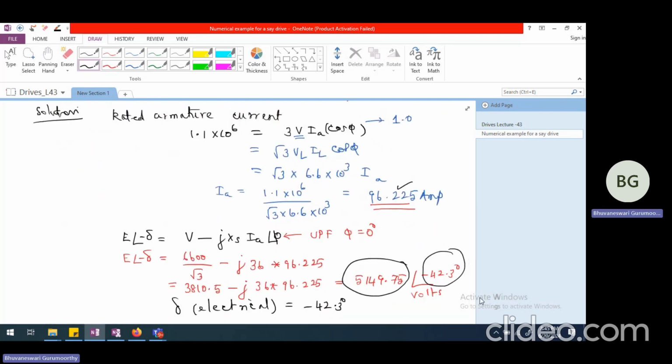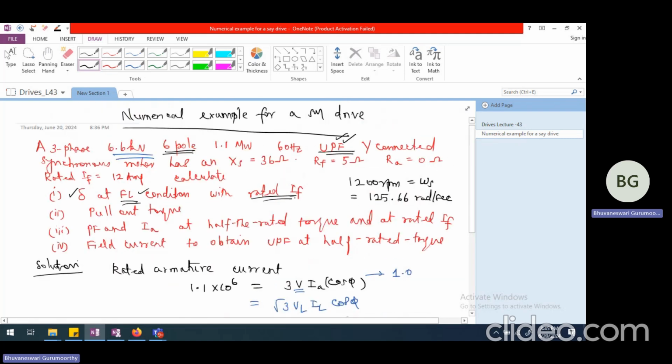So in this particular case, electrical to mechanical conversion, it has to be divided by 3. So approximately 14 degrees happens to be approximately delta. That is the mechanical value. Delta mechanical is 14 degrees. So the first subdivision where delta has been asked, that has been solved.